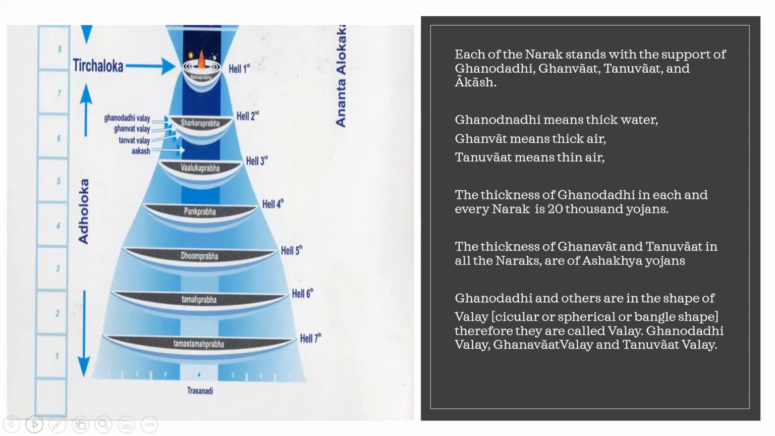Now the shape of all this Ganodadi, Ganvat, Tanvat is circular. It's in the form of a Valai. Therefore, they are also known as Ganodadi Valai, Ganvat Valai, Tanvat Valai, and then Akash.